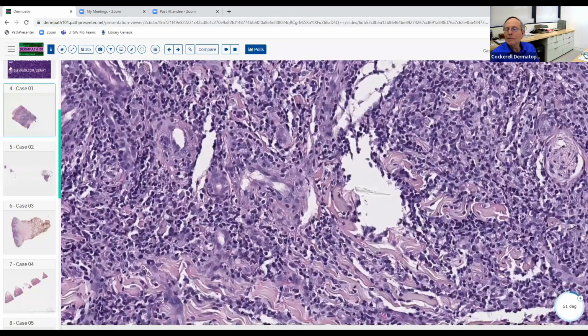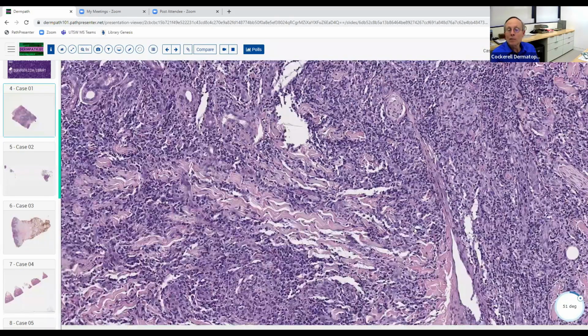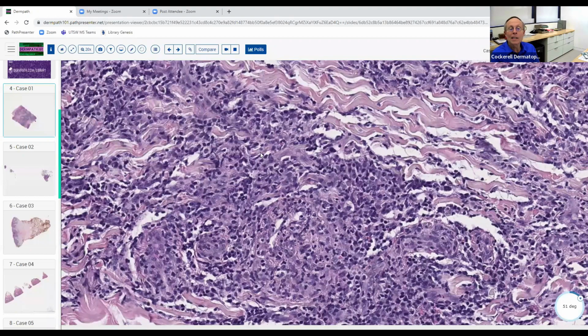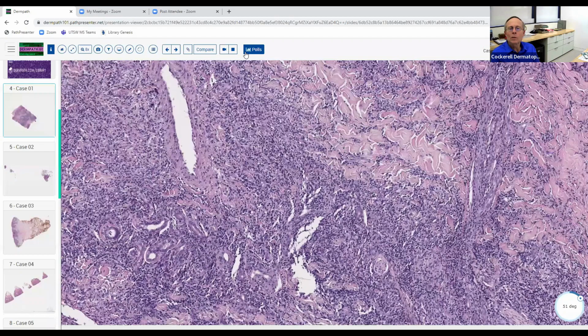Penicillium marneffii. They may have changed the name of that too, for all I know, but that's what we used to call it, penicilliosis, and that's often seen in HIV positive patients from Thailand. So the key to this is just getting it into the differential diagnosis.